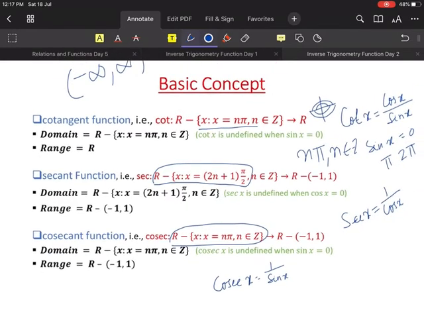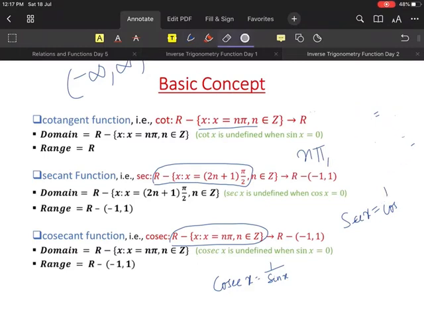And you see the domain is the same as the cot x one. Sec x, the domain of tan x and sec x is the same, the domain of cot x and cosec x is the same. Have you understood? The range I am going to discuss now. Are you clear about the domains?